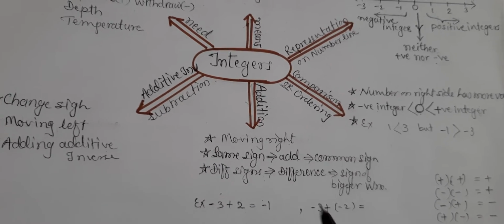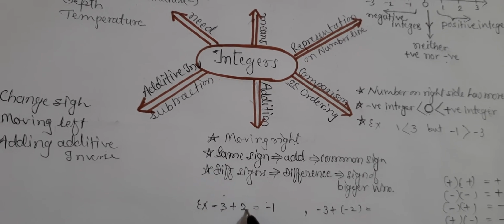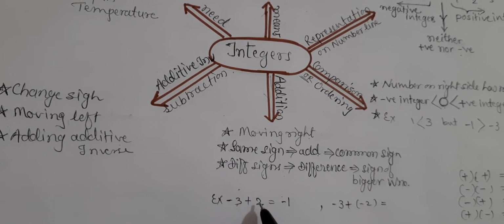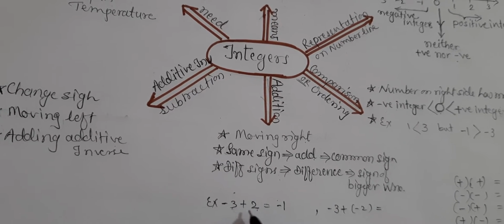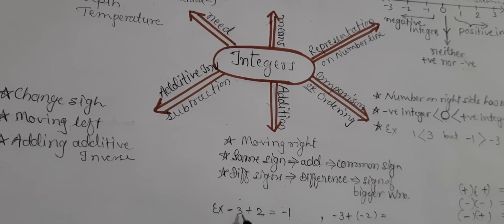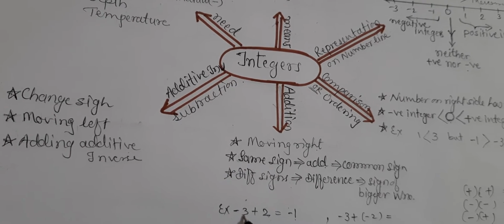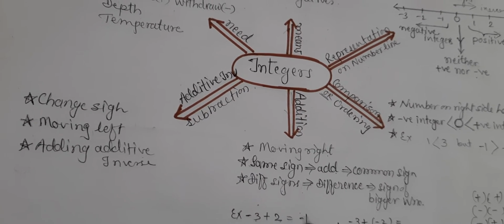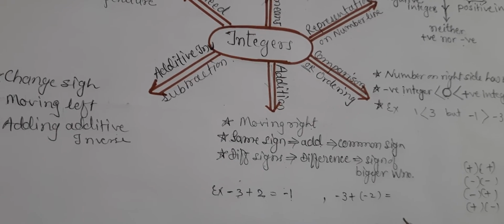Now here we can see 3 has a negative sign, but 2 has a positive sign. When there are different signs, then we have to find the difference. What is the difference between 2 and 3? That is 1. What is the bigger number from 2 and 3? As a whole number, 3 is the bigger number. What sign does it have? Negative. So minus 1. That way we can do it.